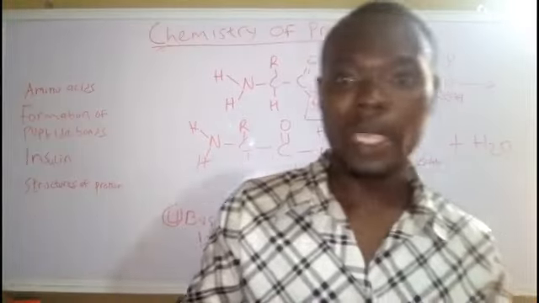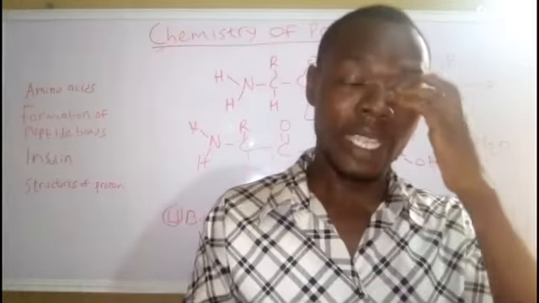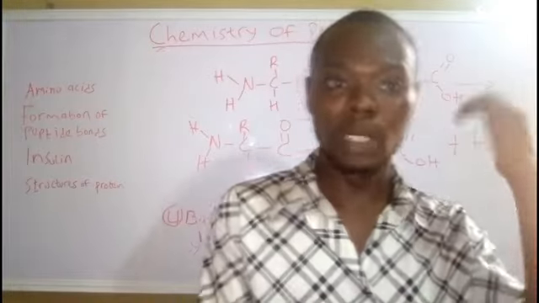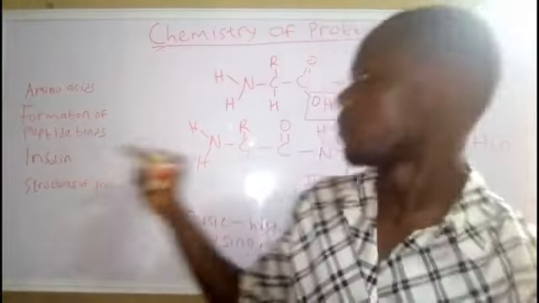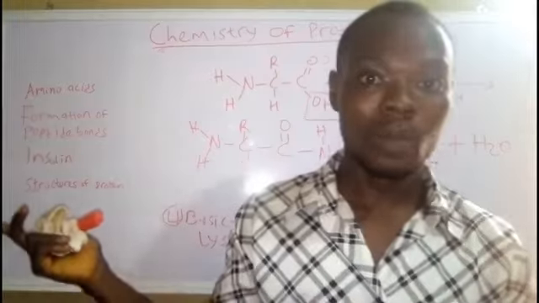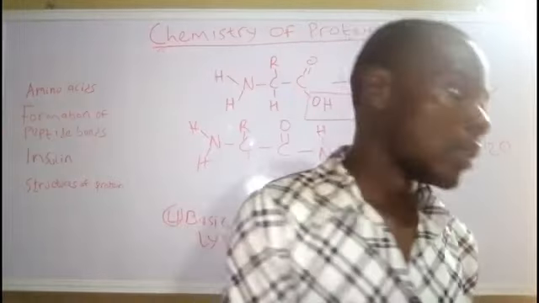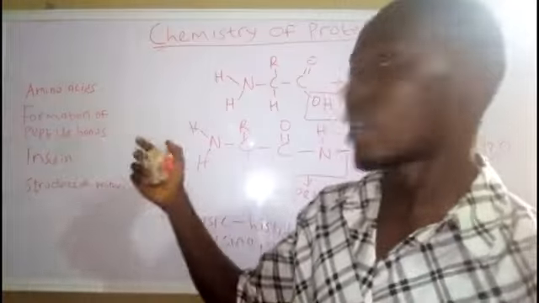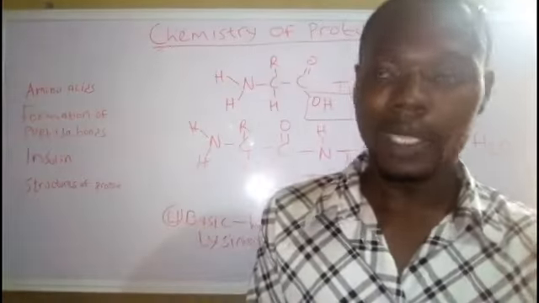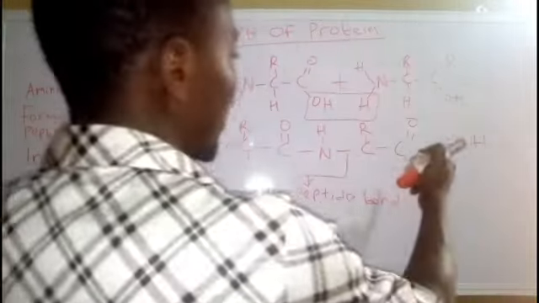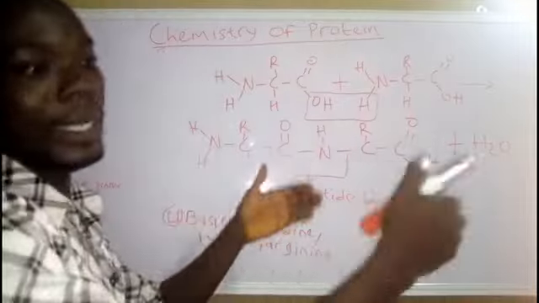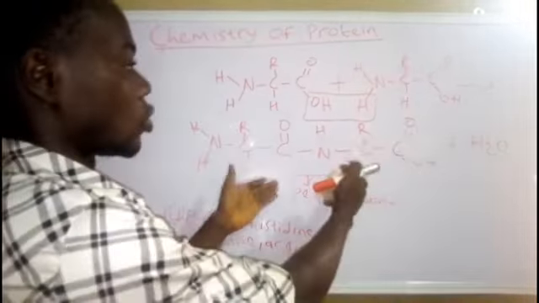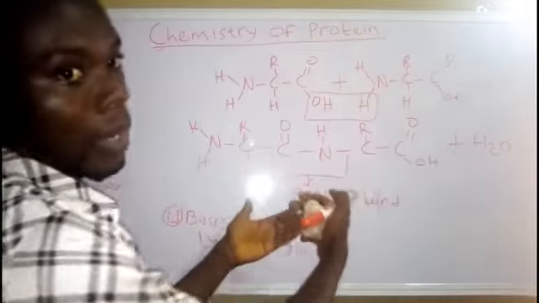For example, in ribonuclease, one of the proteins we have in the body, we have 124 amino acids. So the same goes like that. In insulin, for example, we have 51 amino acids. Are you getting it? We can continue having amino acids joined together, several hundreds of them joined together. So it will lead us to get a particular protein.